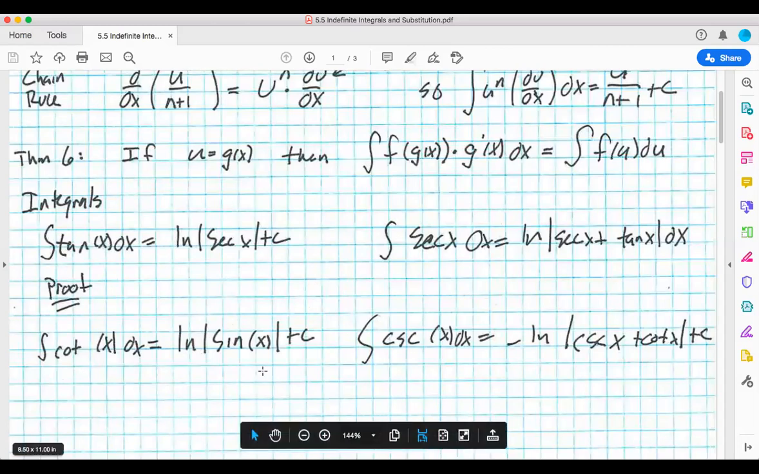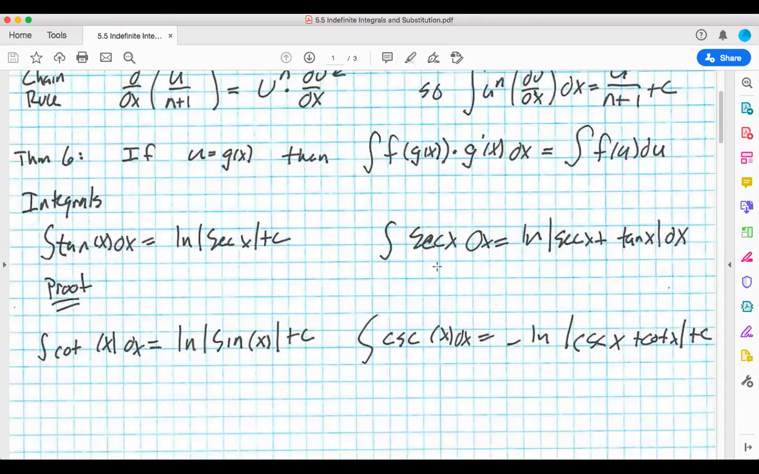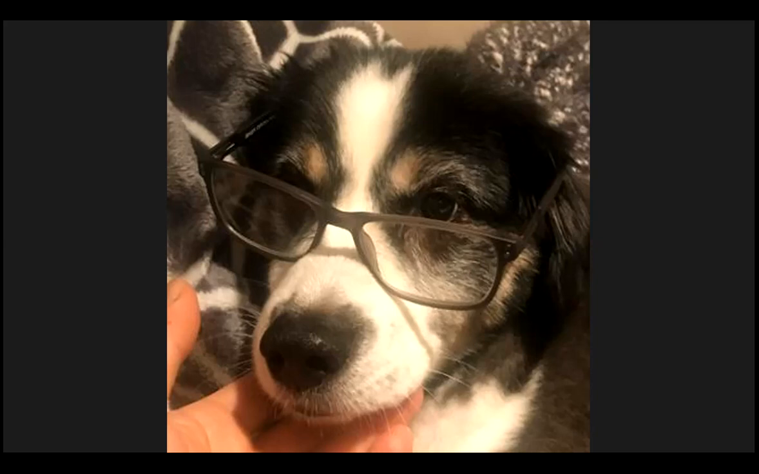And then the proofs of cotangent and cosecant basically follow from the proofs of tangent and secant, much like trig functions. If you can take the derivative of one, you know the derivative of many. If you can take the antiderivative of one, you can figure out the antiderivative of many. So stop sharing here, get back to the whiteboard. Hopefully you'll be able to see the whiteboard. Okay, so let's get to the next page.